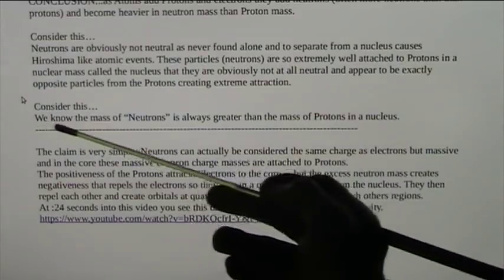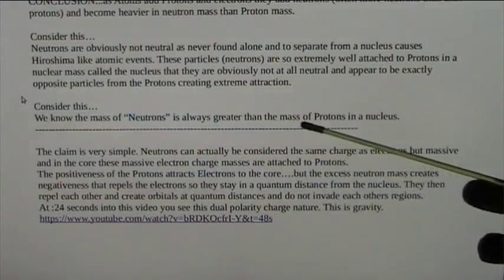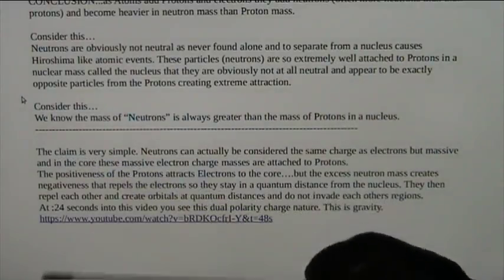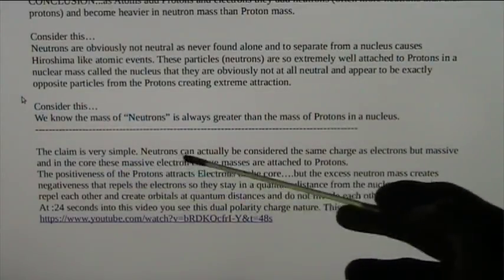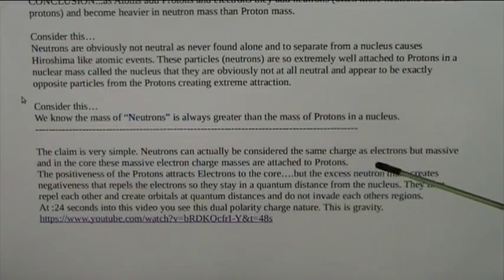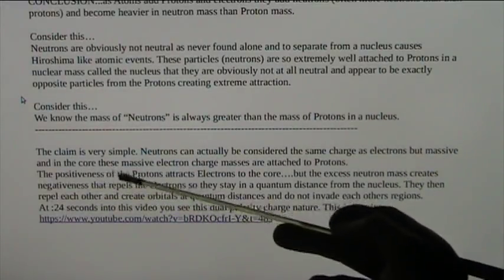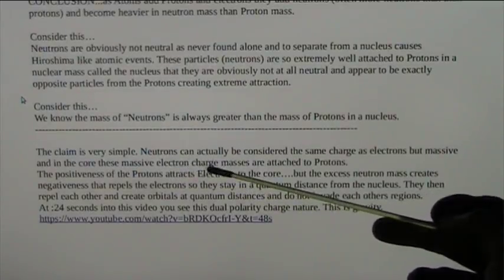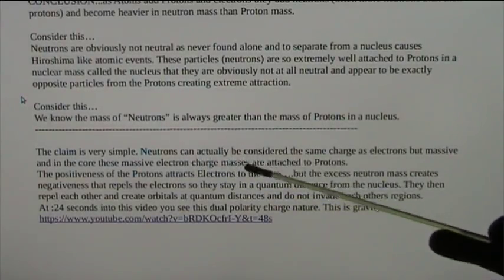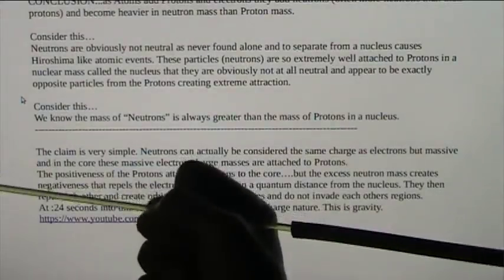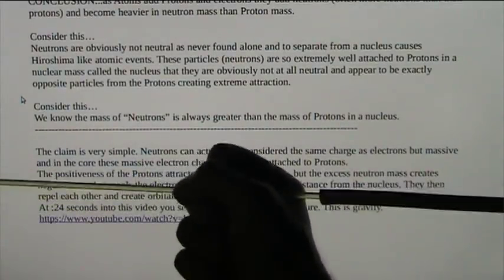Now, consider this. We know the mass of neutrons is always greater than the mass of the protons in the nucleus, so there's no question. This claim I'm making is extremely simple. Neutrons can actually be considered the same charge as electrons, but they are massive. And in the core, these massive electron-charged masses, which are neutrons, are attached to the protons. They are solidly glued right together. There's no distance between them.